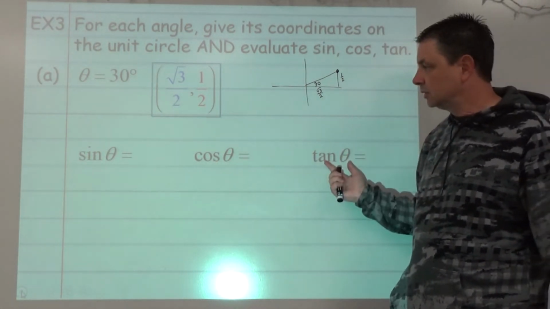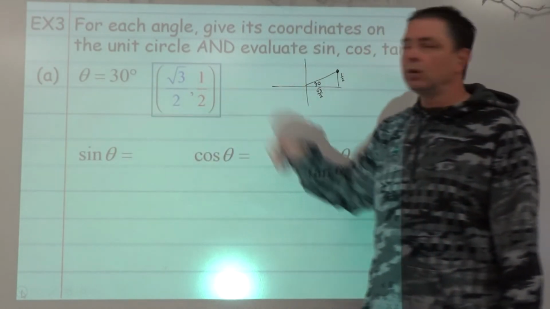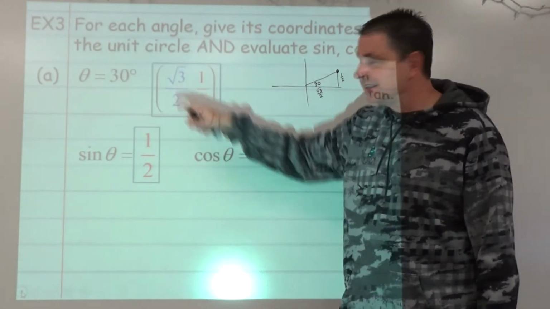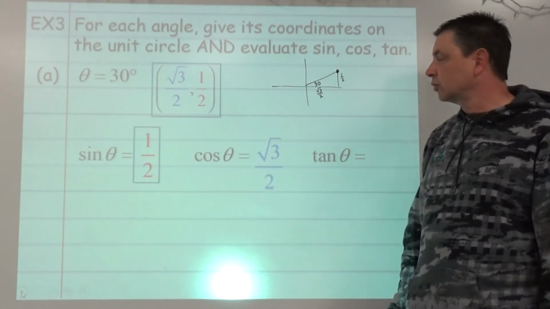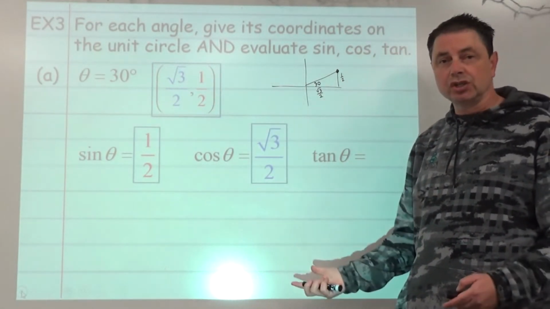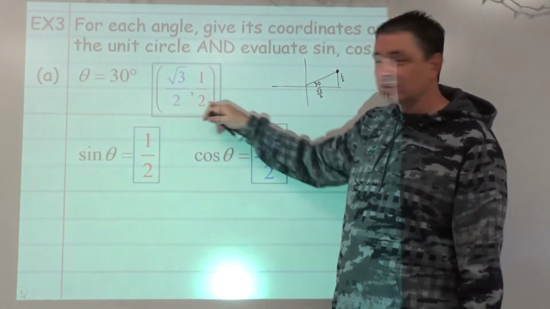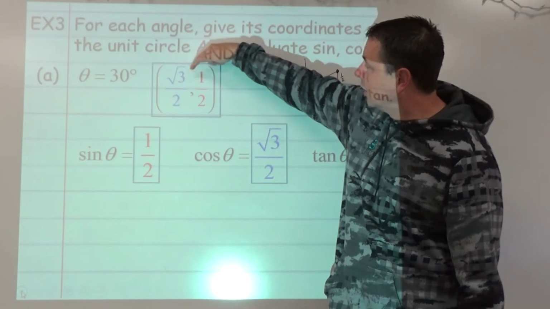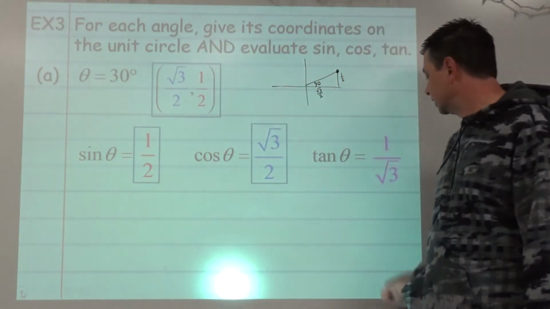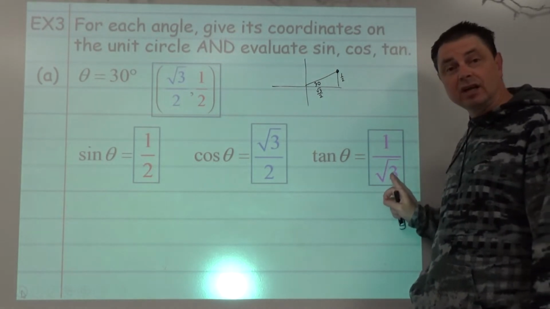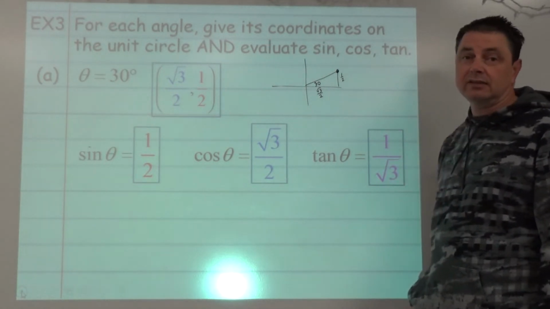Same problem. Sine is the y-coordinate, so that's 1/2. Cosine is the x-coordinate, so that's √3/2. Tangent is the y divided by the x. 2's are going to cancel, so it's just 1 over the square root of 3. I do not need you to rationalize the denominator. We can leave it like this.